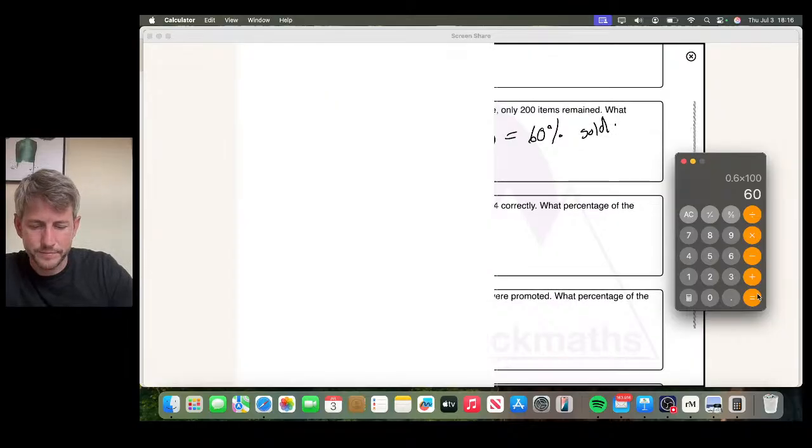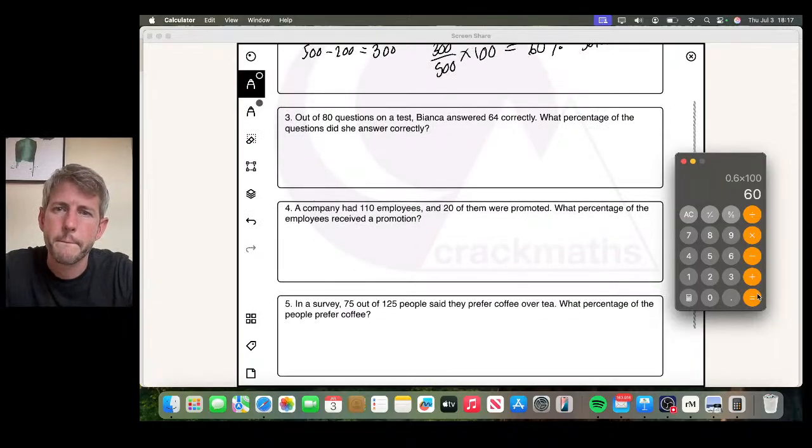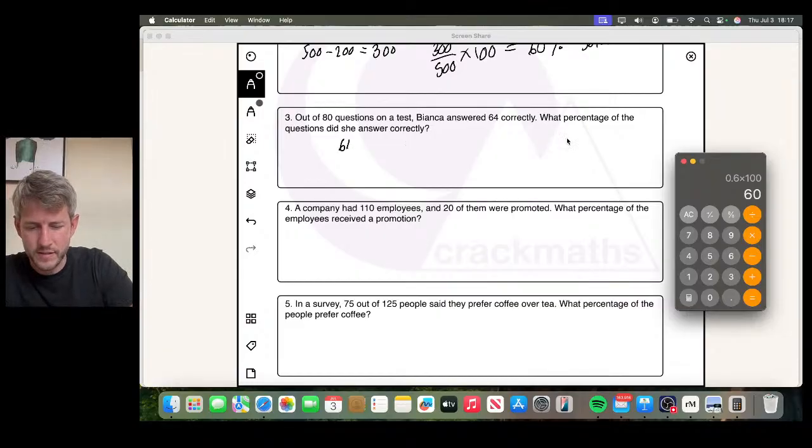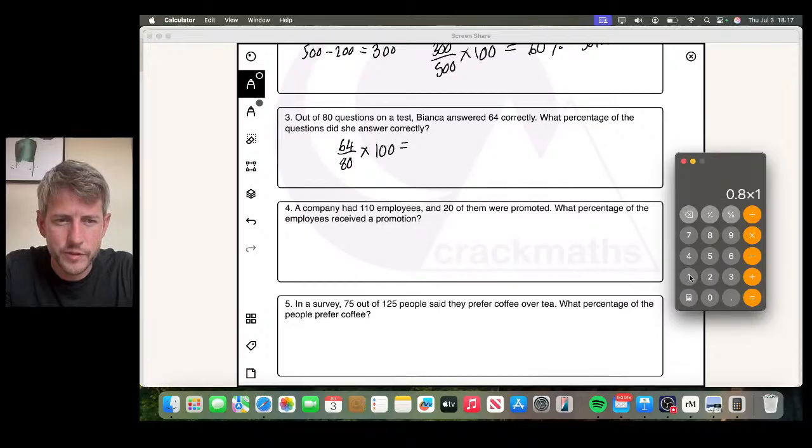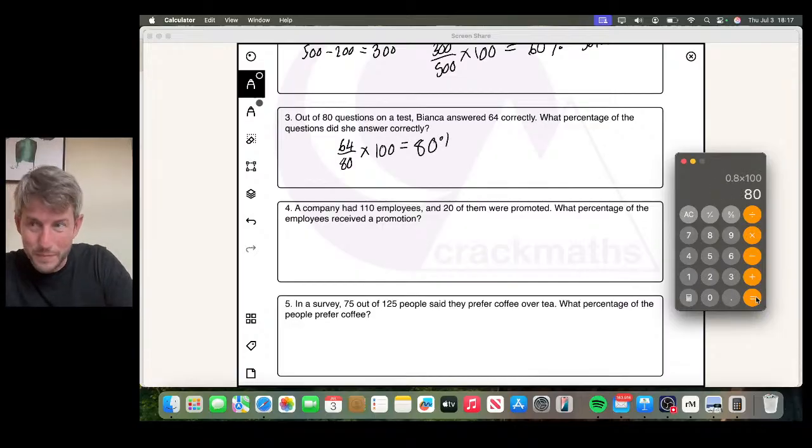Okay. Question 3. Out of 80 questions on a test, Bianca answered 64 correctly. What percentage of the questions did she answer correctly? Well, she answered 64 out of 80. So if we times this by 100, that will give us the percentage. So we've got 64 divided by 80 equals this, and then times 100 is 80%. She did really well. Well done, Bianca.